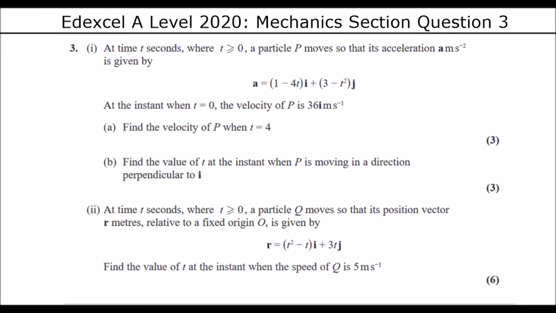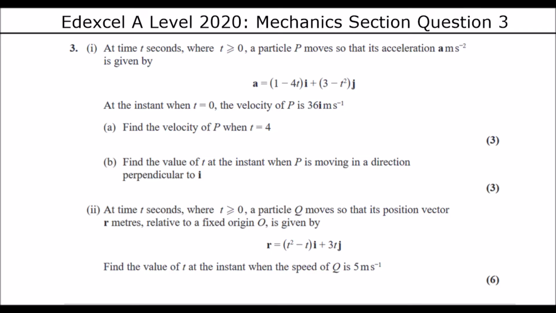At time t seconds, where t is bigger or equal to 0, a particle P moves so that its acceleration, a meters per second squared, is given by a = (1 - 4t)i + (3 - t²)j. We're told that at the instant when t equals 0, the velocity of P is 36i meters per second. We need to find the velocity of P when t is 4. So we've got the acceleration, we need velocity, so we're going to need to integrate acceleration to find velocity.